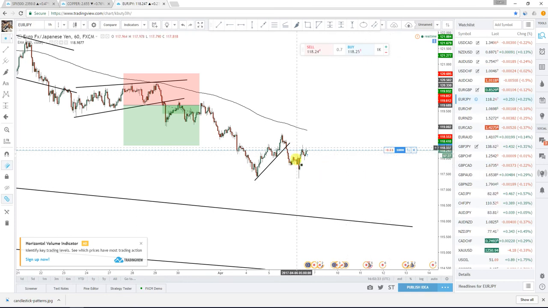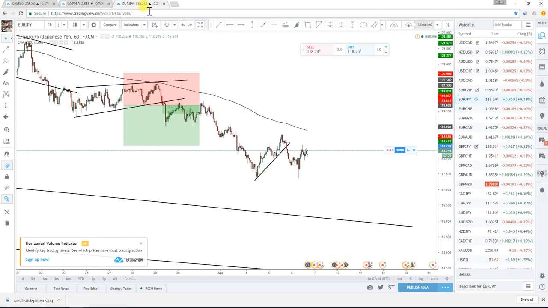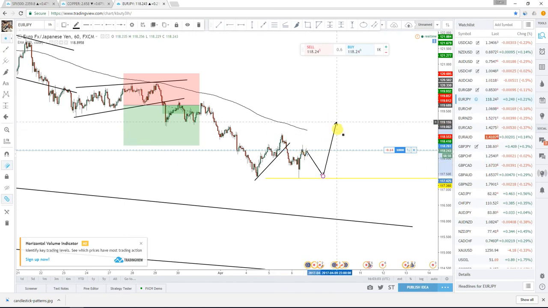But the other type is limit. If you want to buy a limit order, it's different. With a limit order, you will buy below the price given by the market. Like here, for example, you believe that the market is going to retest this level and go up like this. You believe that the market is going to do like this and then go up from that price.